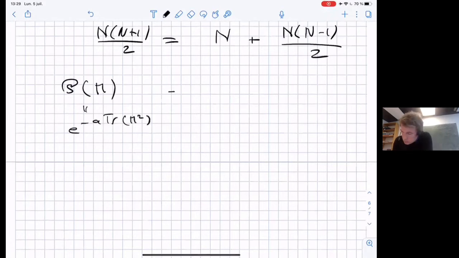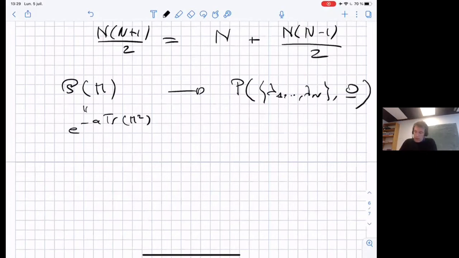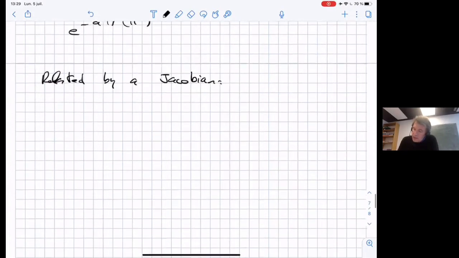You would like to go to a probability measure on the lambdas, so that's your eigenvalues and your matrix O. In principle, we are doing something which is quite familiar, and we know that these two distributions here are related through a Jacobian, and this involves a complicated determinant to compute.